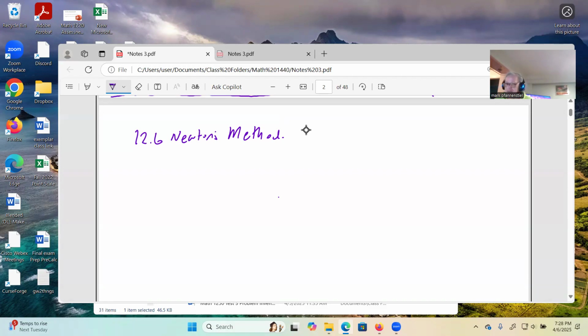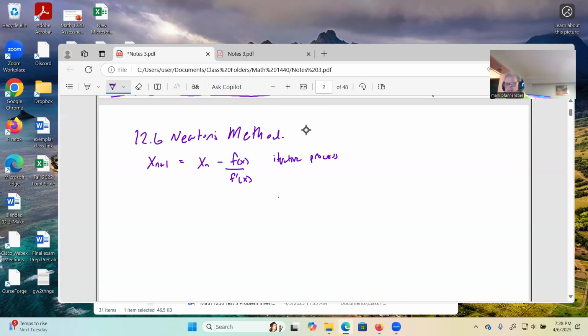Okay. And the way that we're going to do this is we're going to say x_{n+1} is going to be equal to x_n minus f of x divided by f prime of x. And this is what they call an iterative process. Okay, so it's a good thing to be able to do.